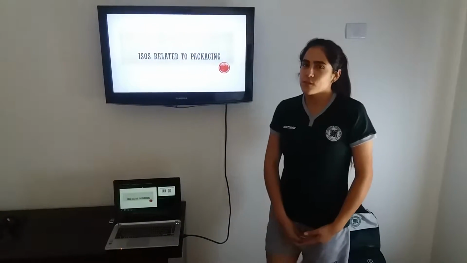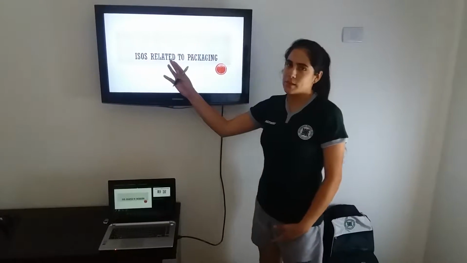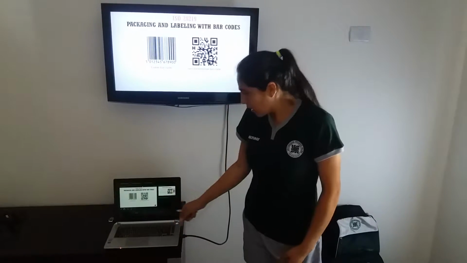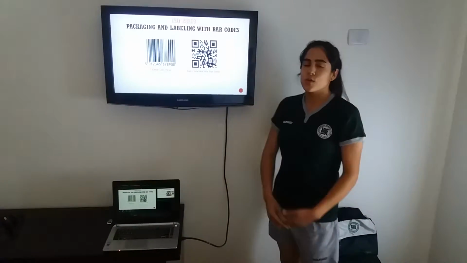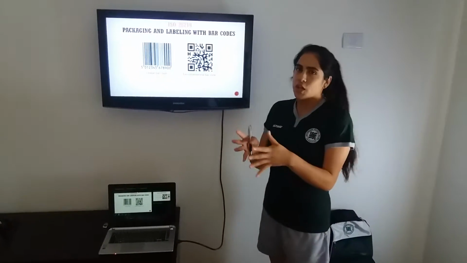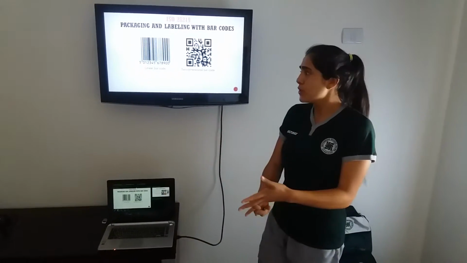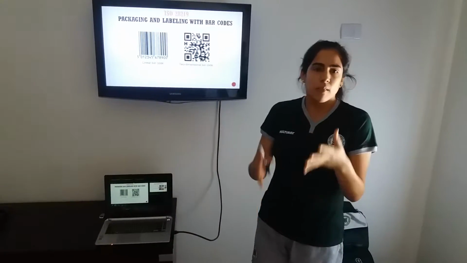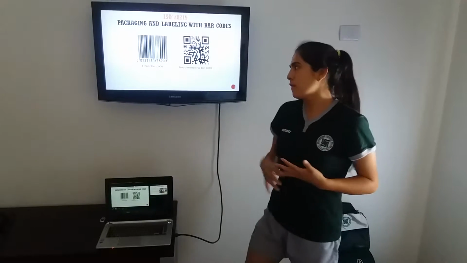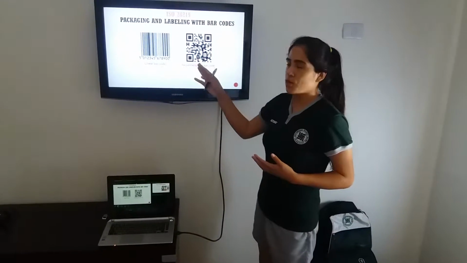Teacher and classmates, and today I will talk about ISO standards related to packaging. The first ISO is 28219. It's about packaging and labeling with barcodes. This standard is about labeling and marking of a product with linear barcode and two-dimensional barcode.